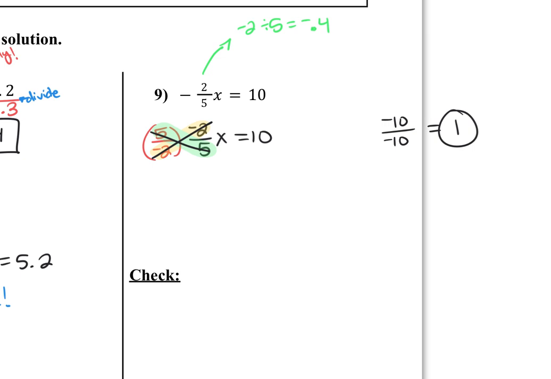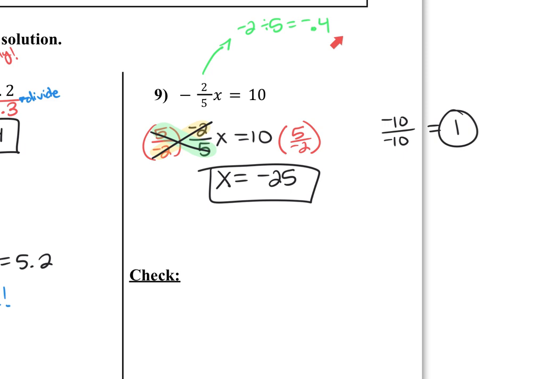Now, I have to stay balanced. And so on the other side, I need to multiply by that same exact 5 over negative 2. The left side has x, and this guy gets multiplied out. 10 times 5 is 50, divided by negative 2 gives me negative 25. If you convert it to a decimal and divide your 10 by negative 0.4, you will get the same exact answer. It's just a different method. It is not wrong, though.